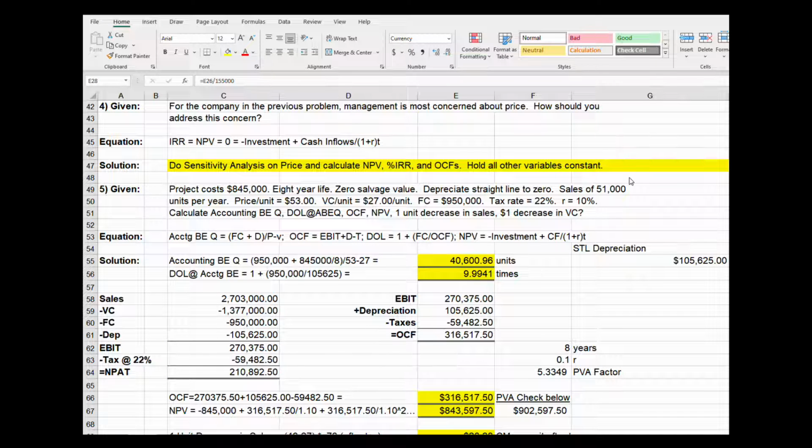In problem 11.4, we have the company in the previous problem where their management is most concerned about price. How do you address this concern?